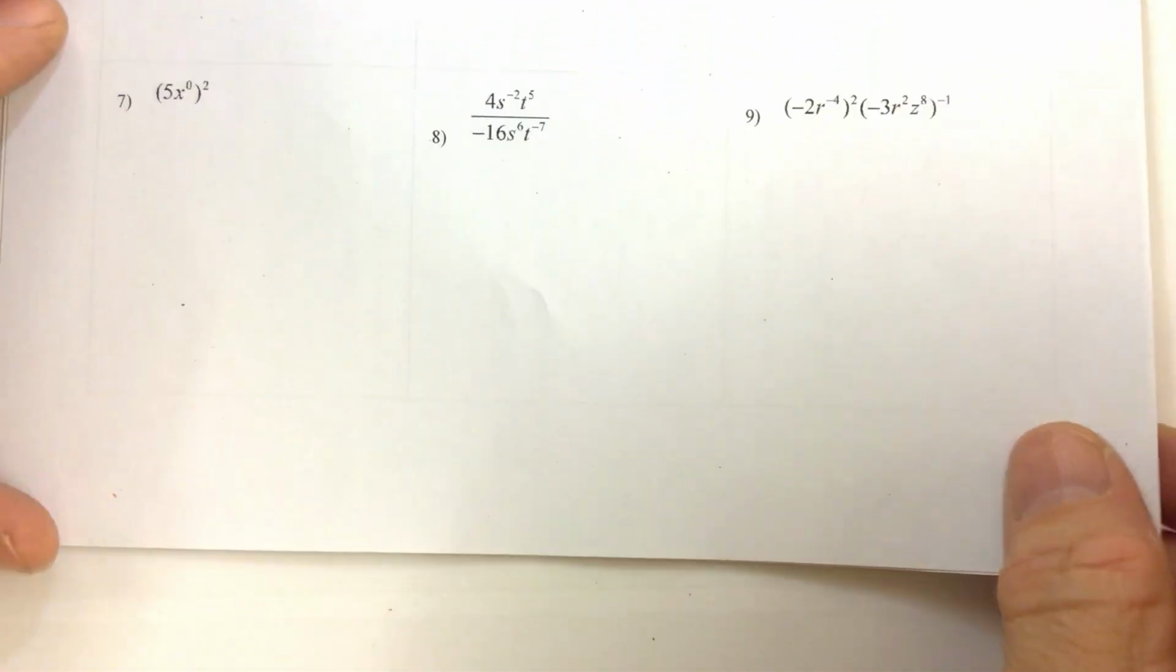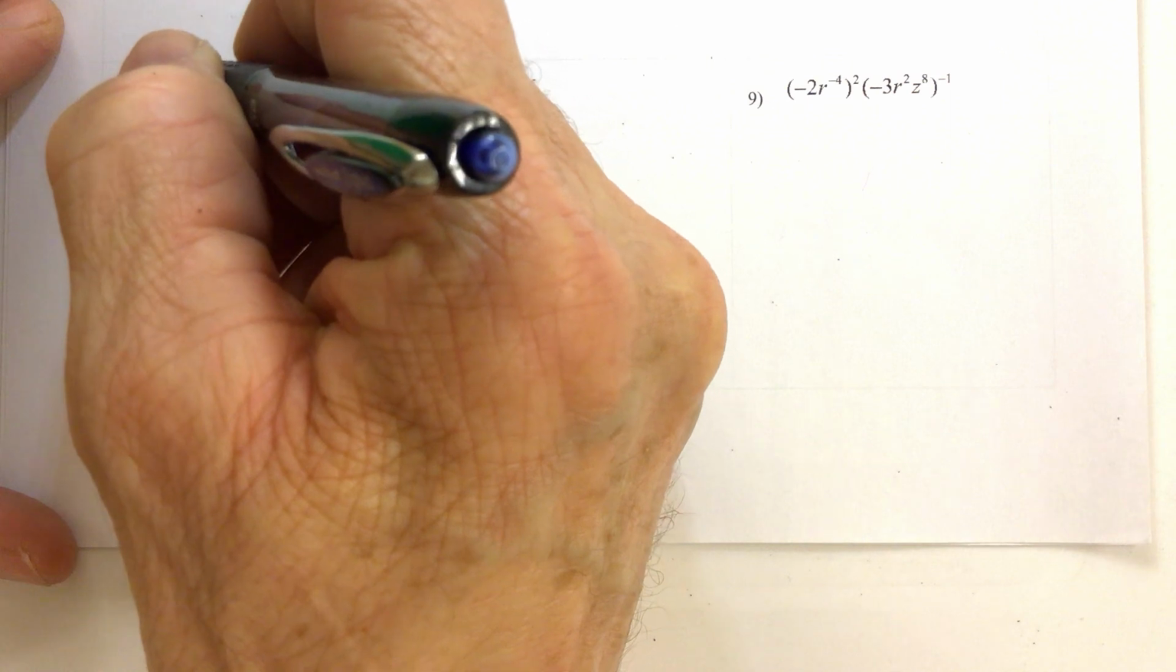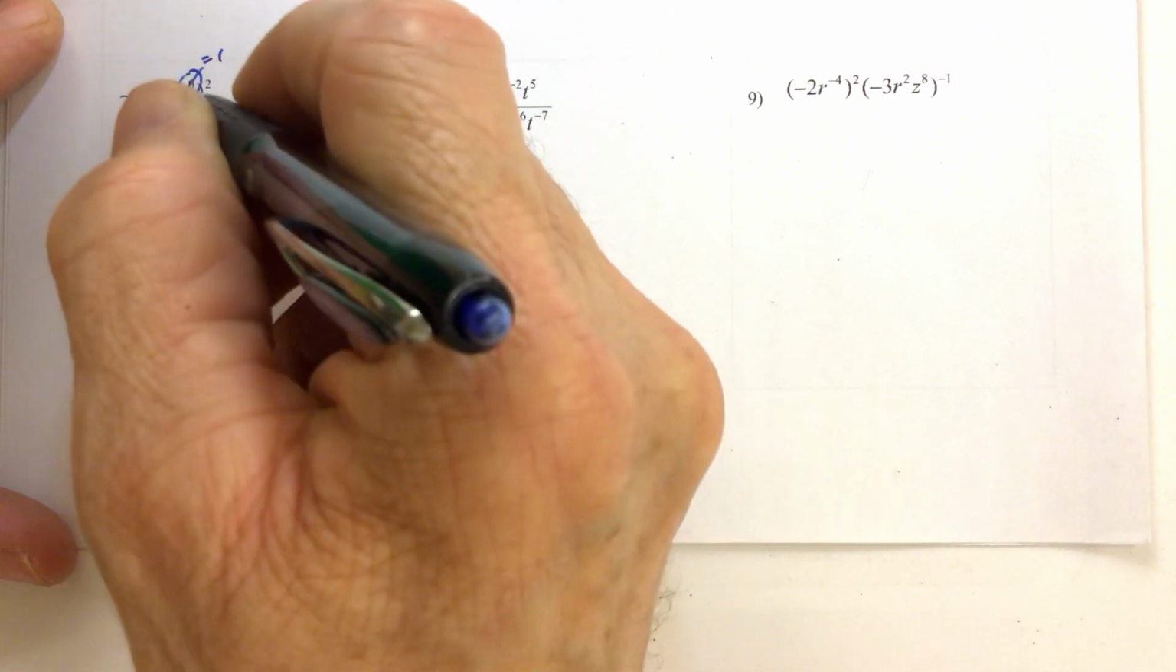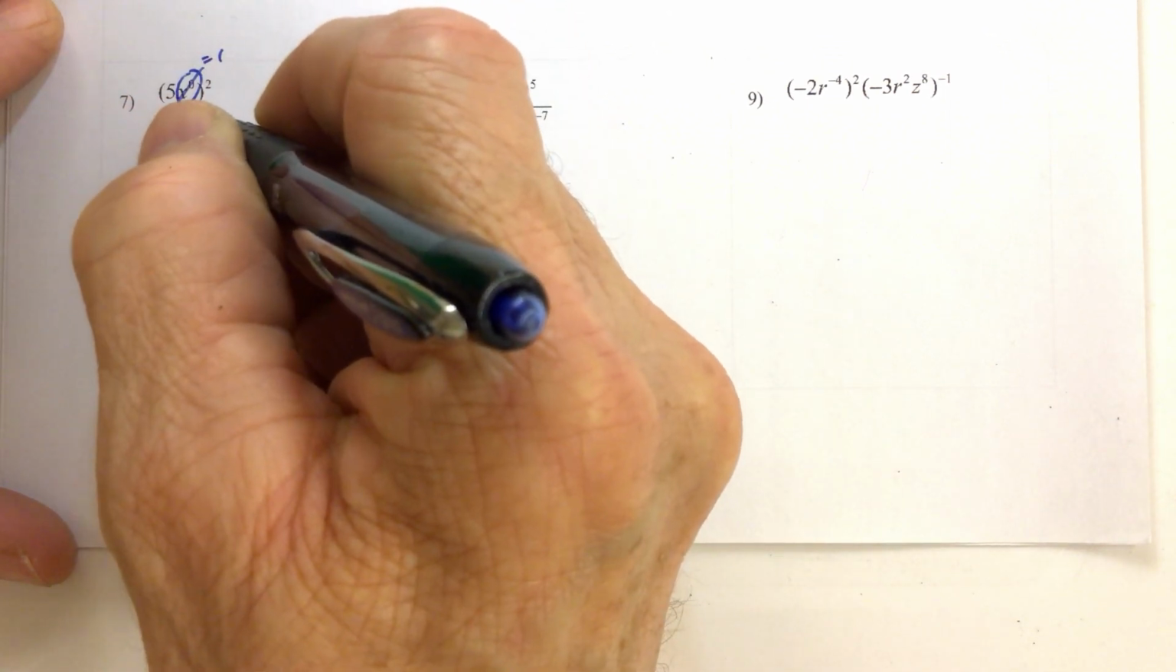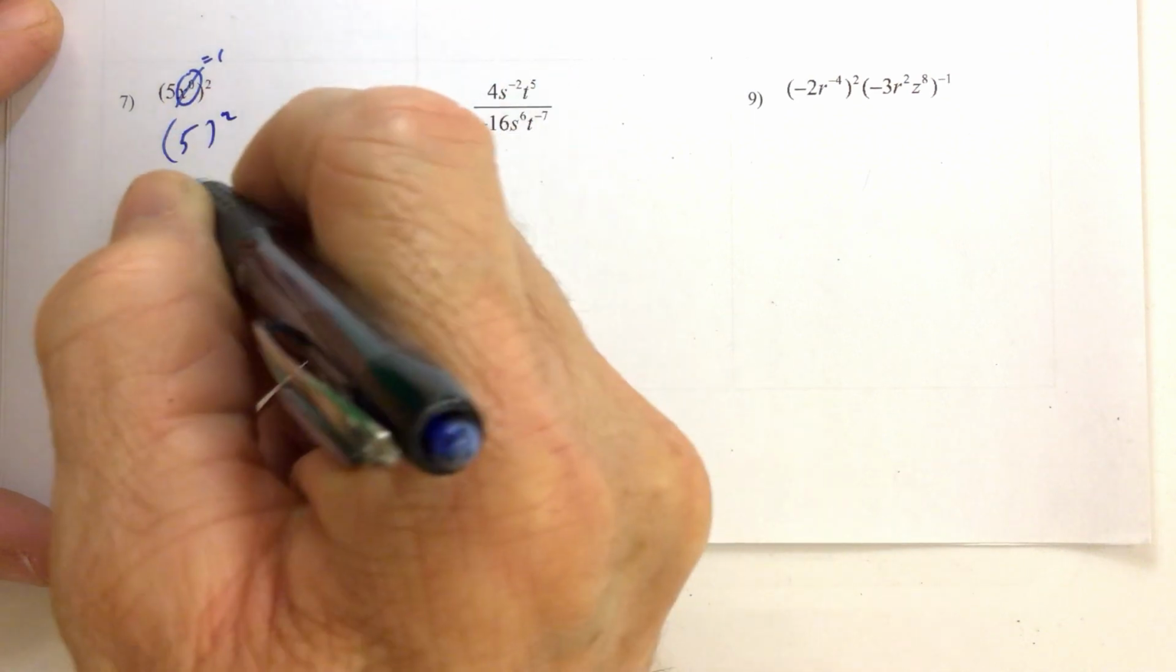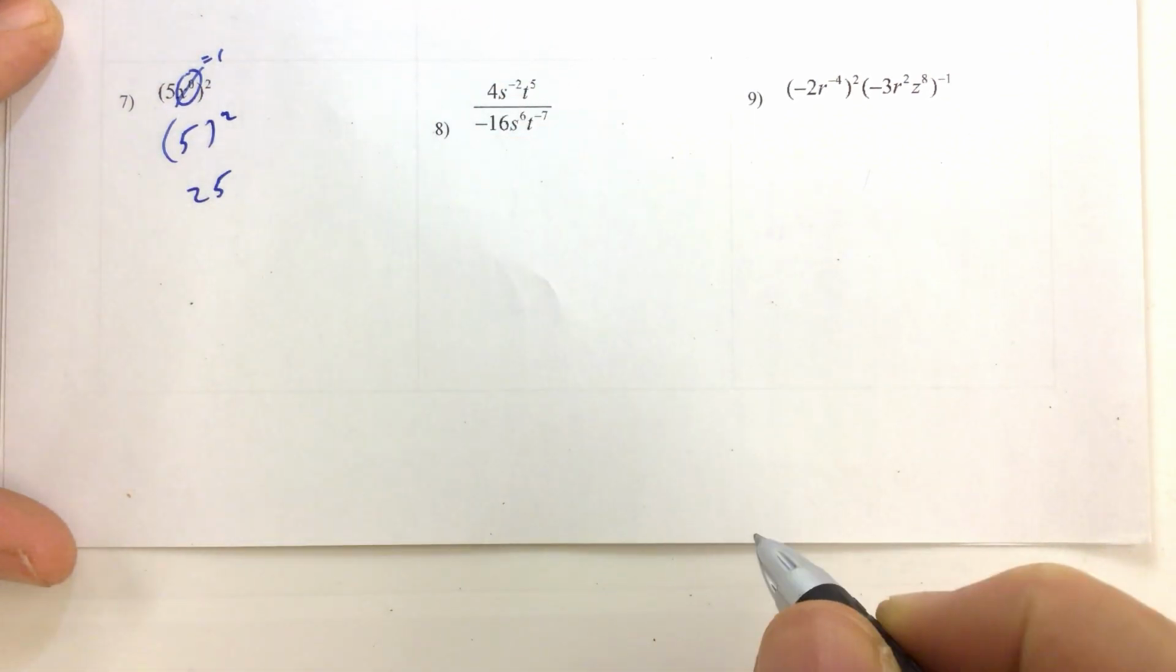All right. Then for number 7, anytime we have x to the 0 power, we're going to make that 1. So we have 5 times 1, which is 5 squared, and 5 squared is 25.